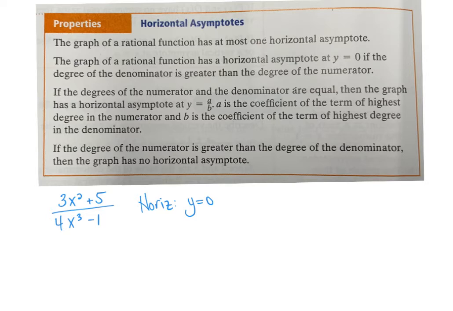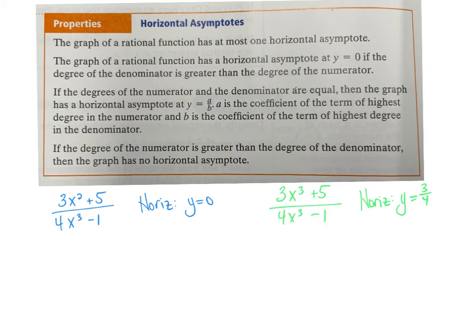All right. The next one says if the degree of the numerator and the denominator are equal, then the graph has a horizontal asymptote at y equals a over b, where a is the leading coefficient of the numerator, b is the leading coefficient of the denominator. So in this example, I would say 3x cubed plus 5 over 4x cubed minus 1. Degree of the top is 3. Degree of the bottom is 3. You have a horizontal asymptote for this guy at y equals 3/4. The coefficient of the highest exponent.